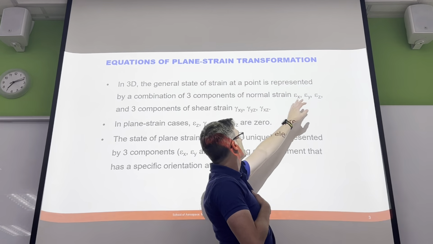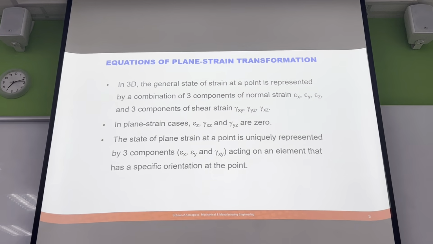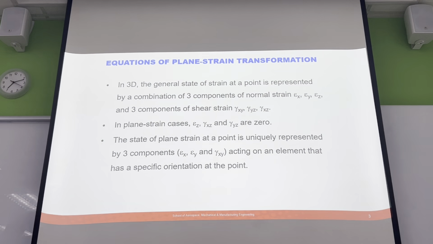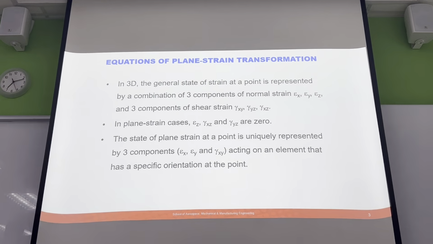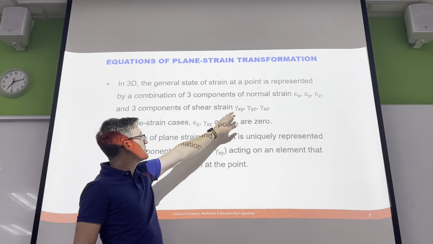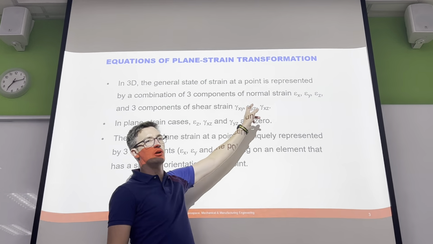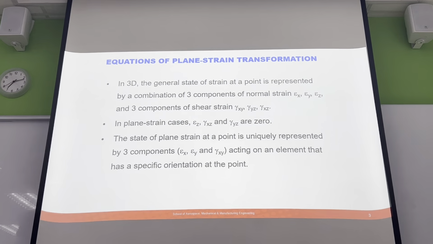epsilon x, y, z, as well as how much they are shearing, which is essentially an angular deformation. So how much is the x face tilting in the y-axis? How much is it tilting in the z-axis? How much is the y face tilting in the z-axis? And with all those, you can figure out strains in any three directions.